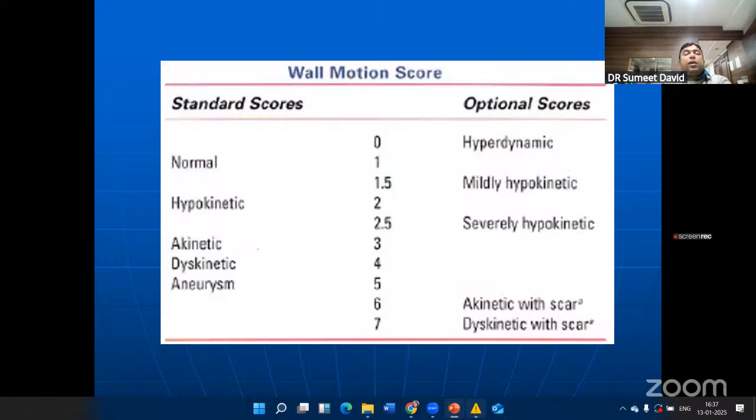This is how you score it. Normally, it's grade 1, then mildly hypokinetic, then hypokinetic grade 2, 2.5, then severe hypokinesia, then akinesia grade 3, dyskinetic grade 4, aneurysmal is 5, 6, and 7 is akinetic with scar, then dyskinetic with scar.